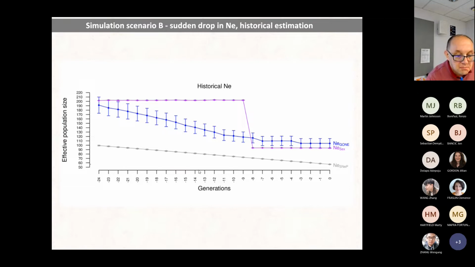So in this micro scenario, GONE was not able to catch this sudden drop, but maybe the drop was not too drastic, and still GONE was, I would say, doing a very good job. Well, SNEP was really below the values that it should get.